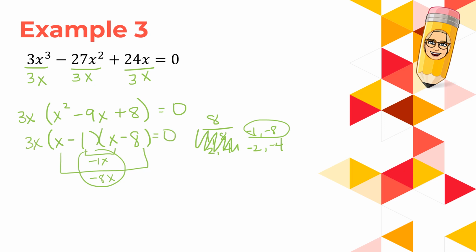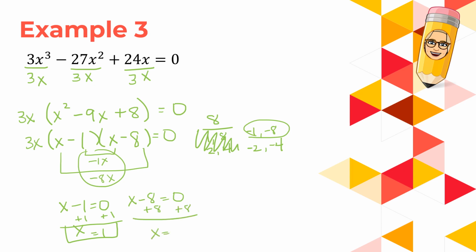So again, now we're going to take those sets of parentheses and set them equal to 0 because we're solving. So x minus 1 equals 0 and x minus 8 equals 0. We're going to add 1 to both sides. So x is going to equal 1. That's our first solution. We're going to add 8 to both sides. So x is going to equal 8.